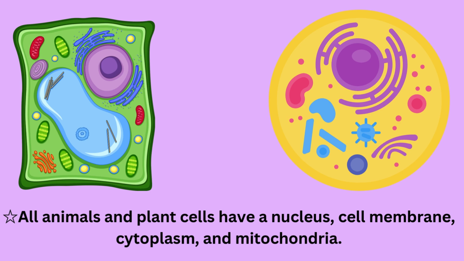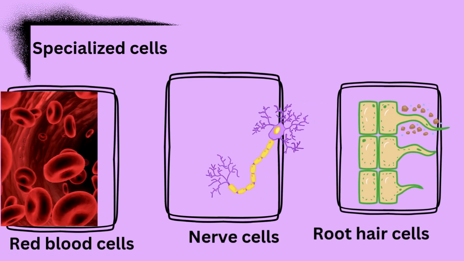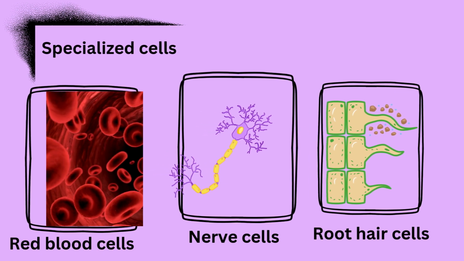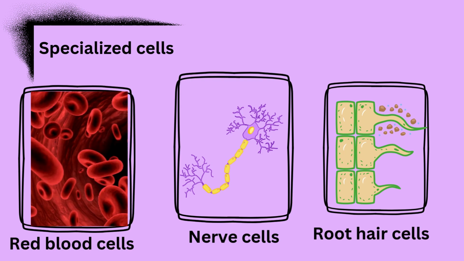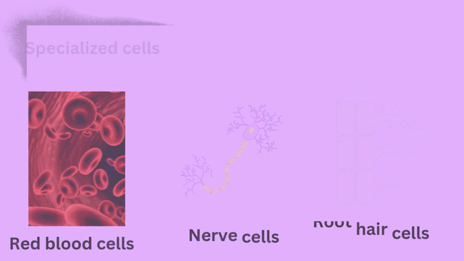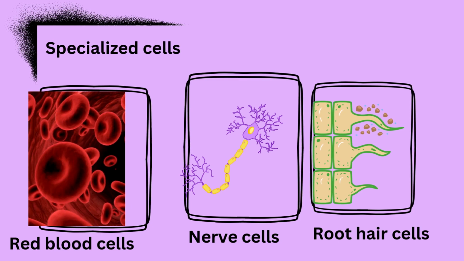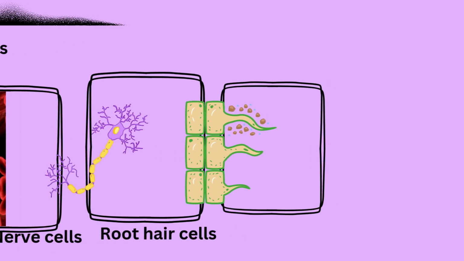Here is an exam tip. Checkpoint loves asking which two things plant cells have that animal cells don't. And here is the answer: cell wall and chloroplasts. Cells can also be specialized for different functions. Think about red blood cells. They have no nucleus to make room for more hemoglobin to carry oxygen. Also, nerve cells have long extensions to transmit signals quickly. Finally, root hair cells. They have a large surface area to absorb water and minerals.